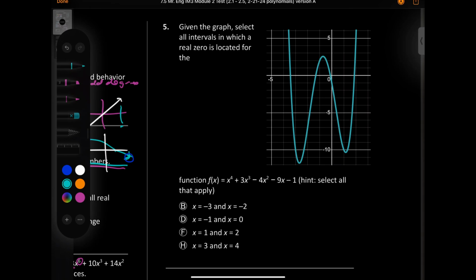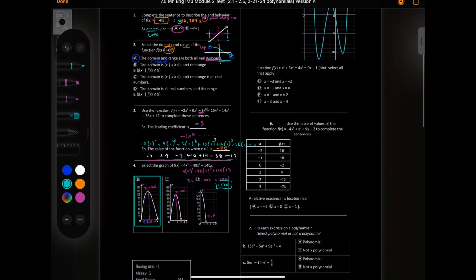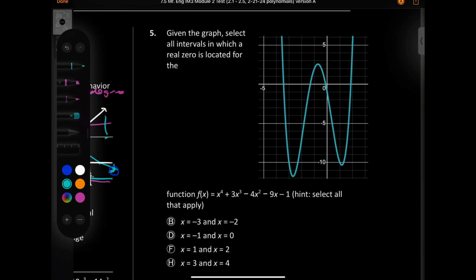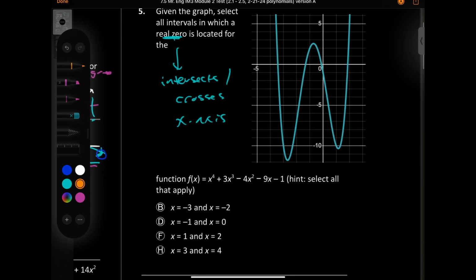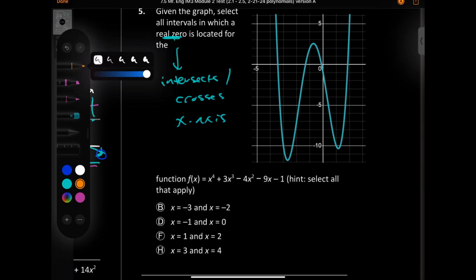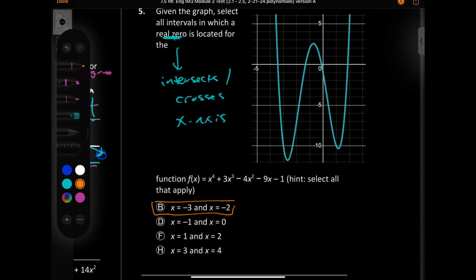Question number 5, given the graph, select all the intervals which have a real zero, so that just means that it intersects or crosses the x-axis. So let's do this one at a time with each color. So -3 to -2. Let's make sure you can see the x, and here's the y. So this orange one, -3 to -2, I don't see anything between those two numbers, so not that one.